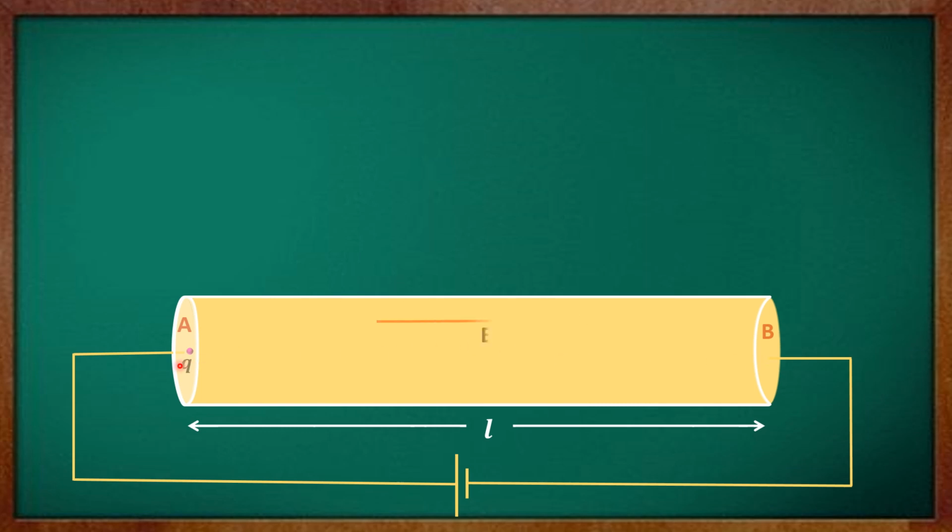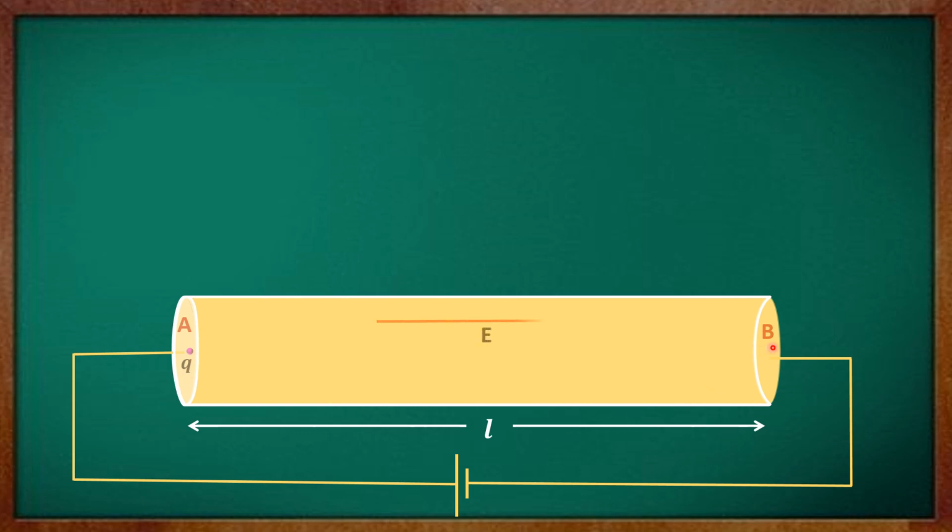When it is moving along the direction of the electric field, we say that the electric field does positive work. That means the work done by the electric field on the positive charge is positive. That means we can say that A is at high potential and B is at low potential. For that reason, positive charge is moving from higher potential to lower potential.